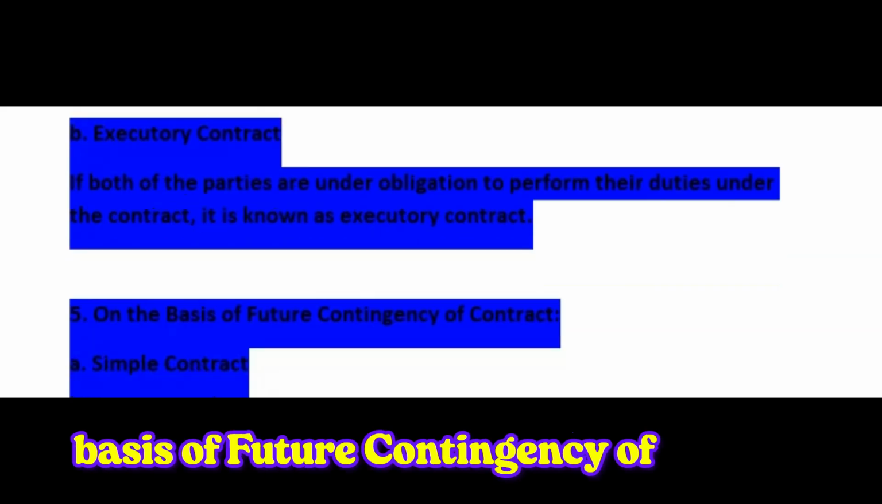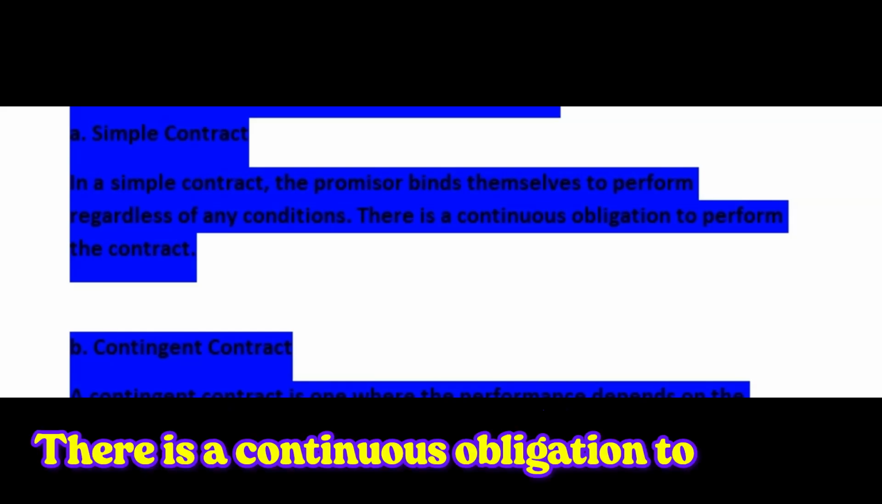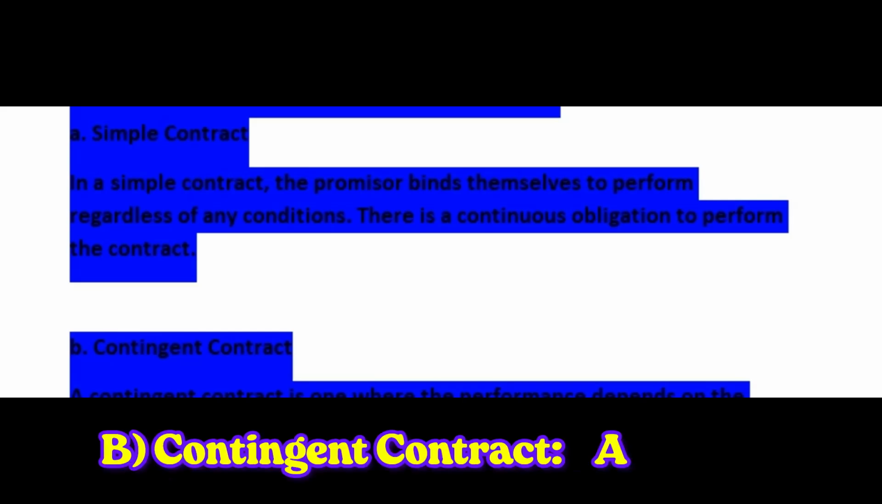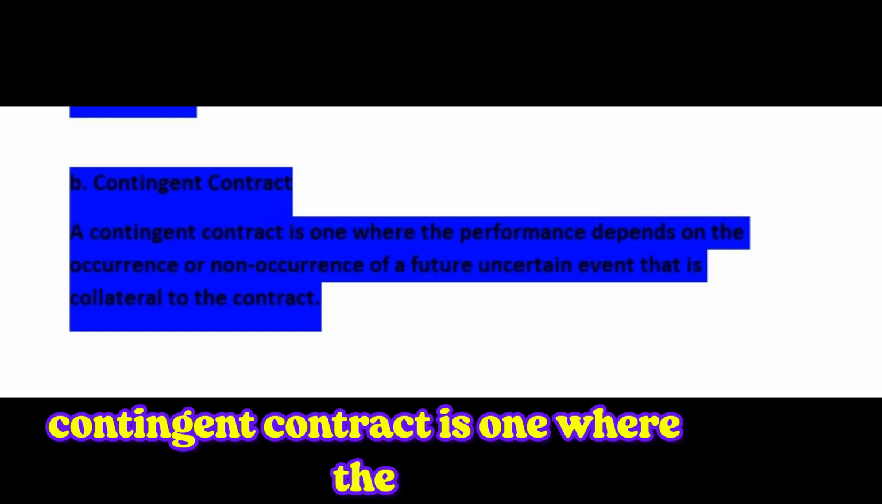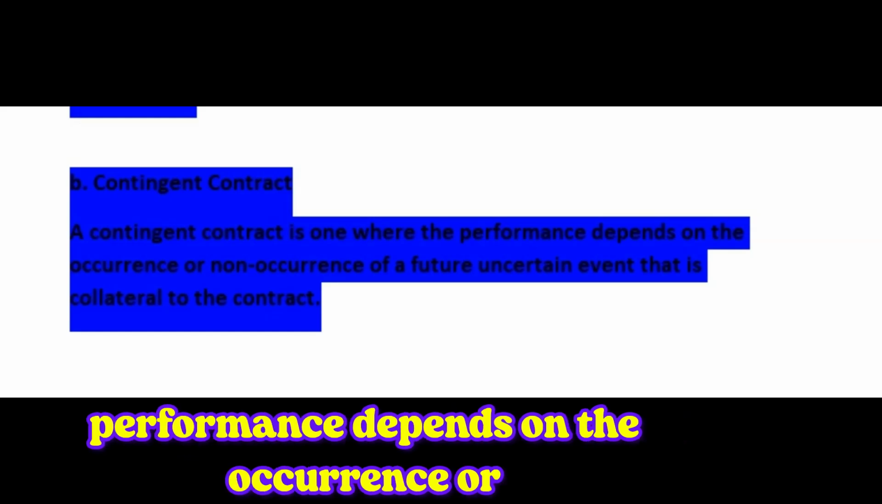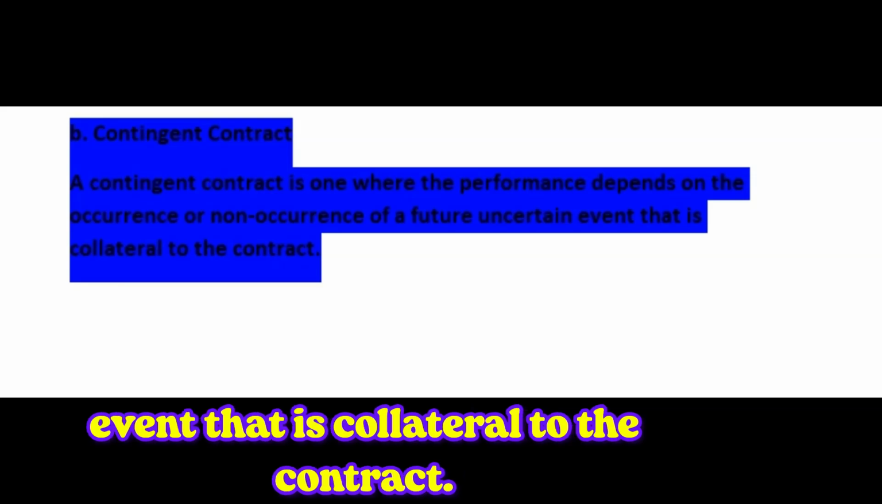On the basis of future contingency of contract. A. Simple contract. In a simple contract, the promisor binds themselves to perform regardless of any conditions. There is a continuous obligation to perform the contract. B. Contingent contract. A contingent contract is one where the performance depends on the occurrence or non-occurrence of a future uncertain event that is collateral to the contract.